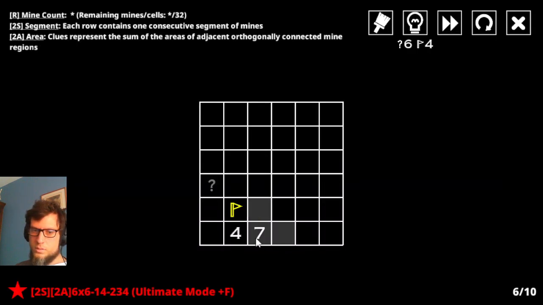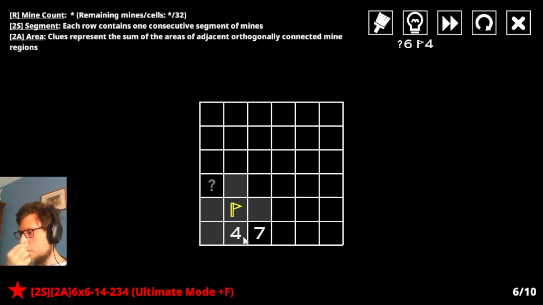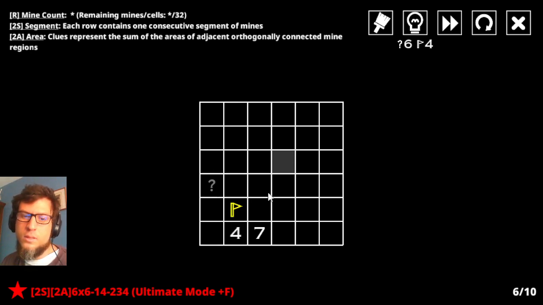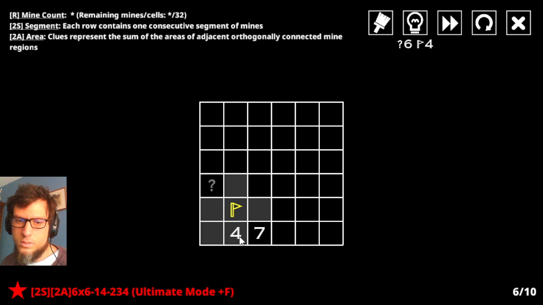This is area and segment. Yeah, since I saw it's 7, on the edge of the board, I was like, oh, it's probably area. But I suppose it could have technically been deviation. But no. Okay, segment. All right.